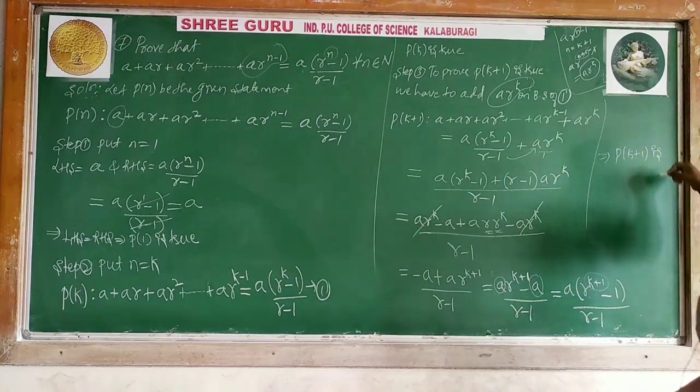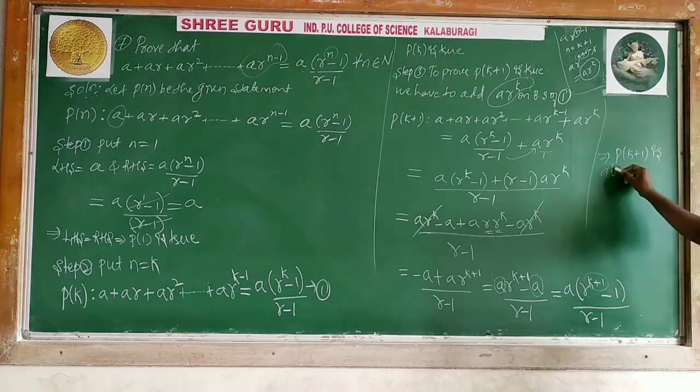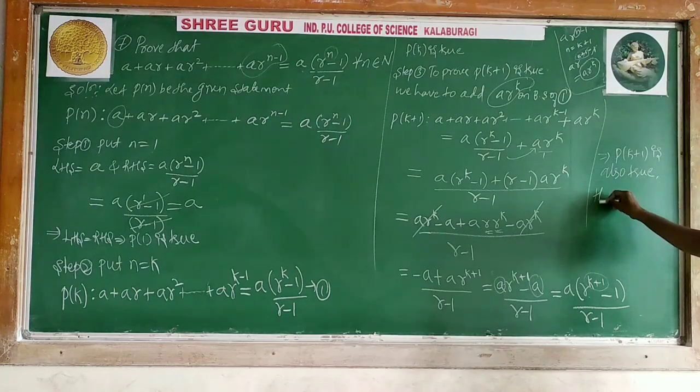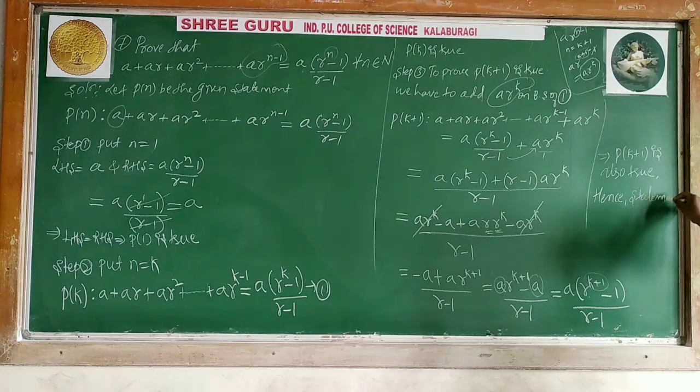This implies that P of k plus 1 is also true. Hence the given statement is true for all natural numbers.